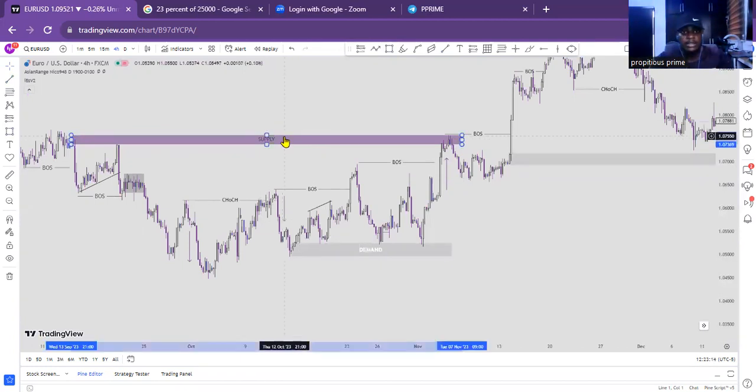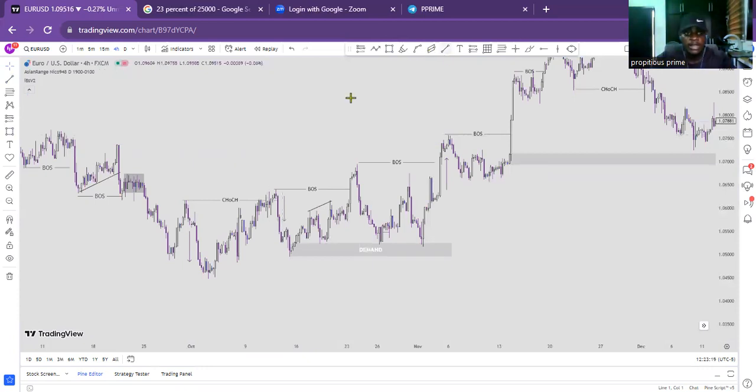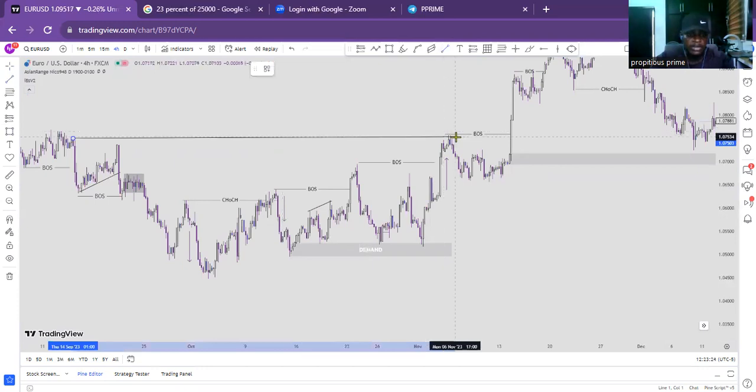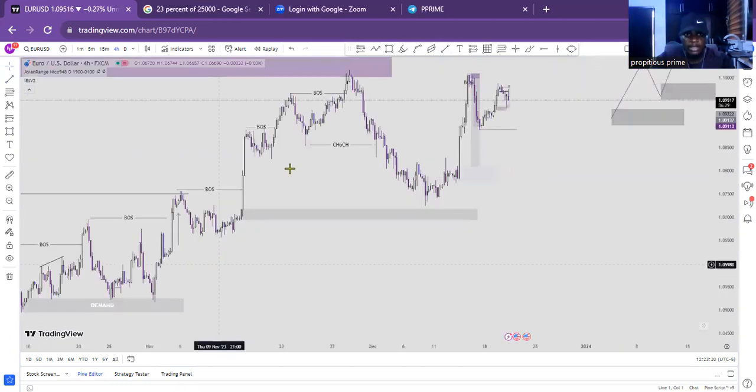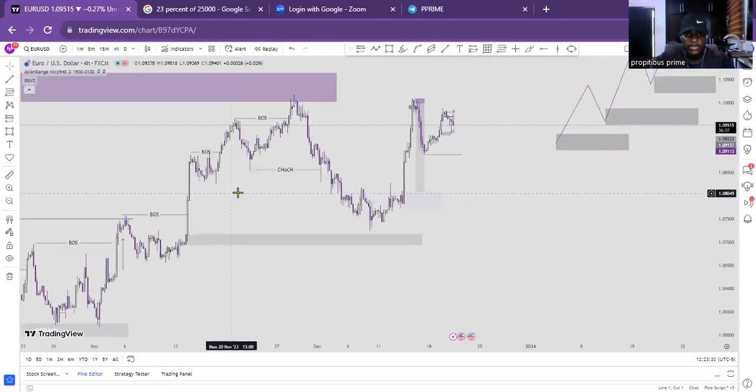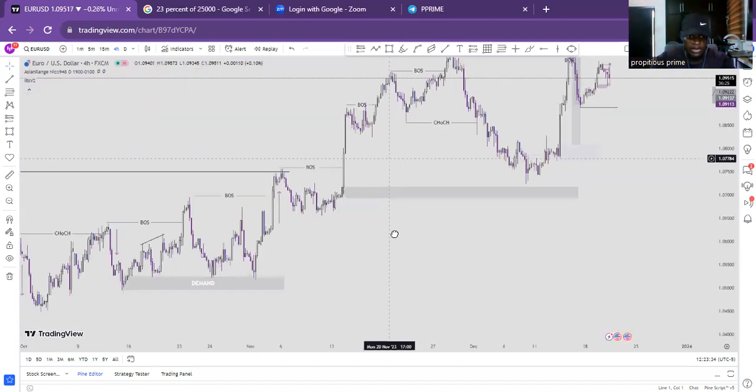We delete this, and draw the line from this area. We can see it's what? It's a double top scenario, double top kind of liquidity. So this would also be classified as liquidity. Which other liquidity do we have there? We have triple top, any triple?